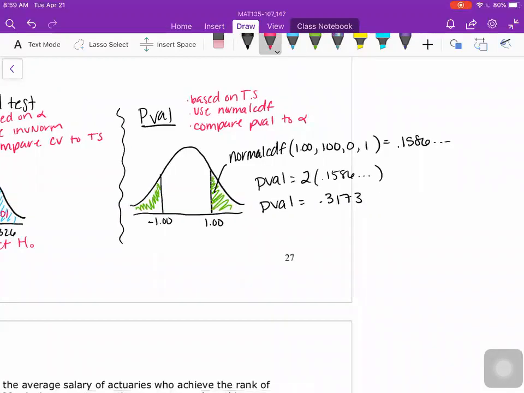Comparing this to alpha, our p-value is significantly larger than 0.02. So we make the same decision to fail to reject the null hypothesis.